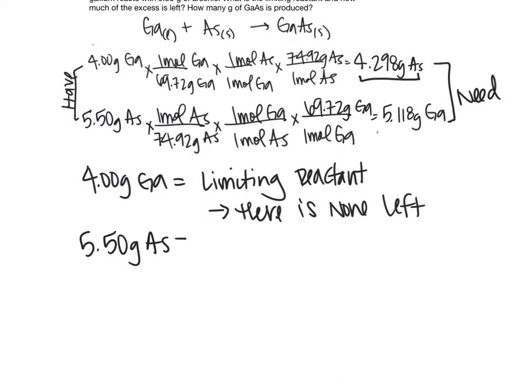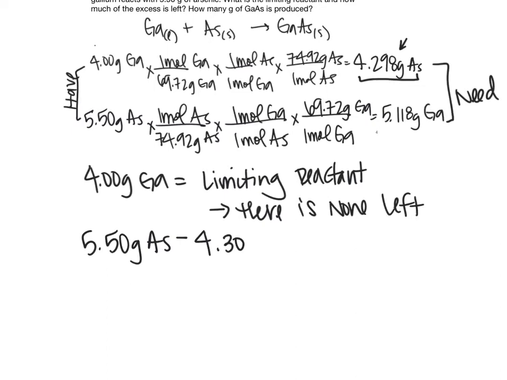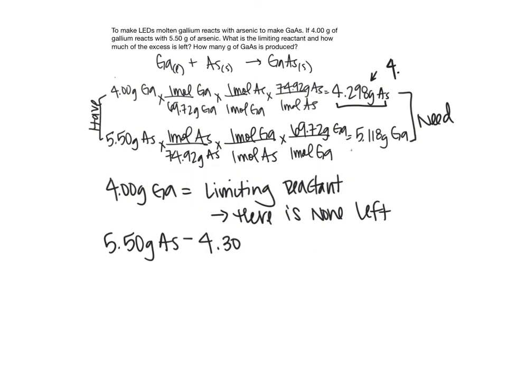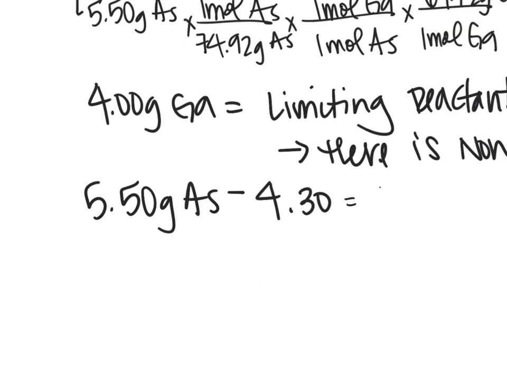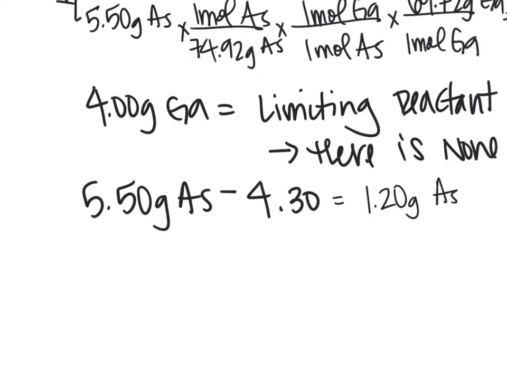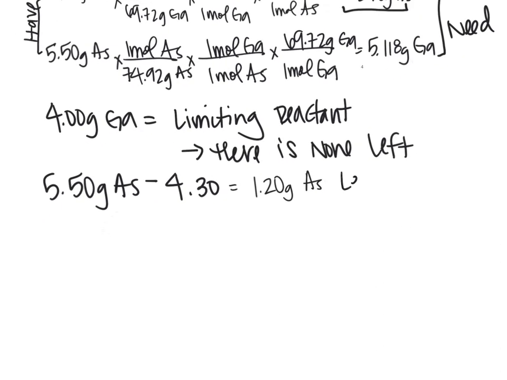But we started with 5.50 grams of arsenic. We're going to use the 4.30, because I used the sig figs here to round, which would have been 4.30 with sig figs. And that equals 1.20 grams of arsenic, sorry, left over. So there's no gallium left, and there's 1.2 grams of arsenic left over.